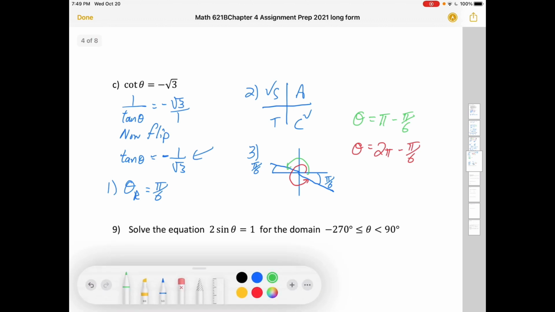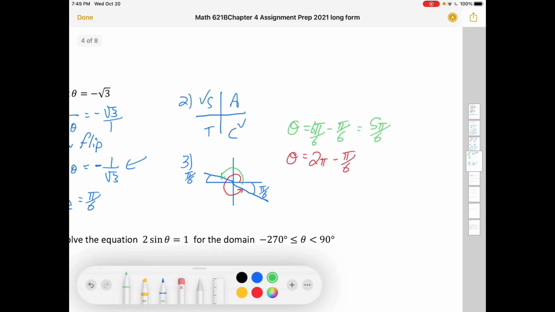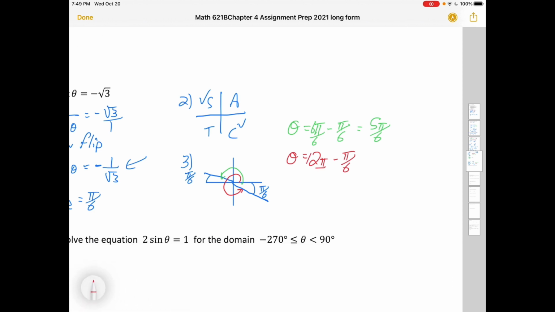Okay. And then we just have to work those out. So this means 6 pi over 6. That's 5 pi over 6 for our answer. The red one, 2 pi, would be like 12 pi over 6. So we'd get 11 pi over 6 for our answer.